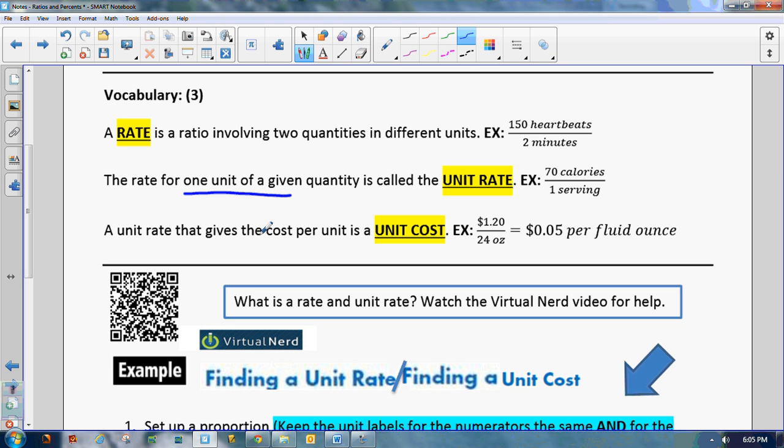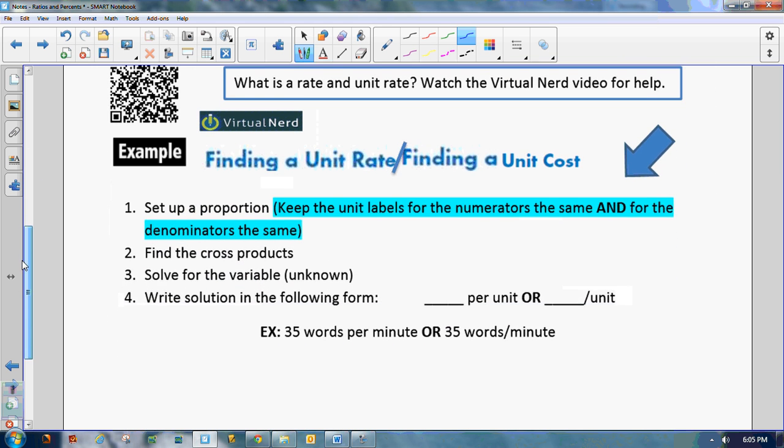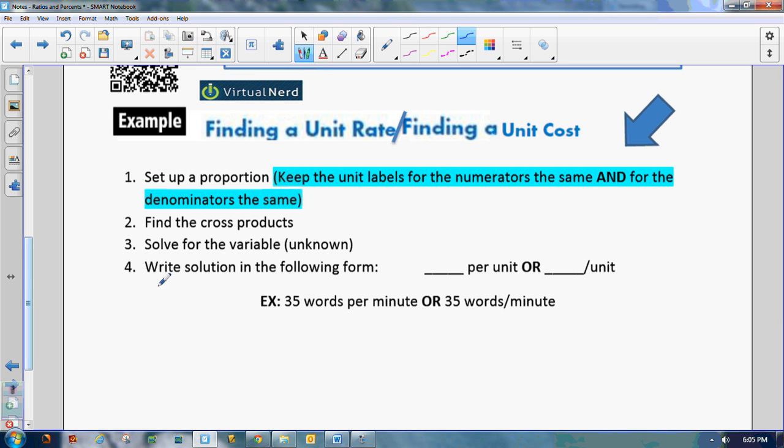A unit rate that gives the cost per unit is a unit cost. For example, $1.20 to 24 ounces is 5 cents per fluid ounce. This would be the unit cost. Let's take a look first at finding a unit rate and finding a unit cost.